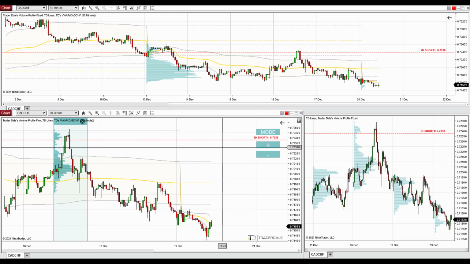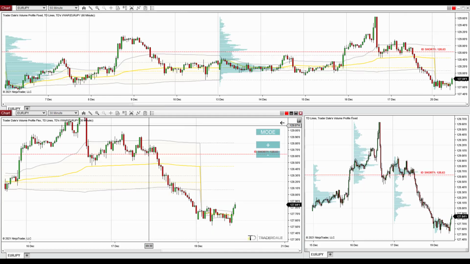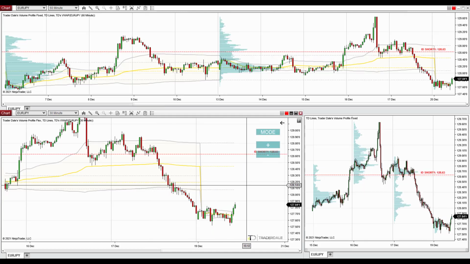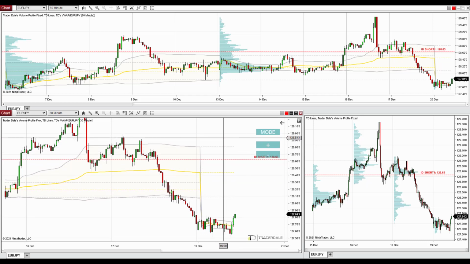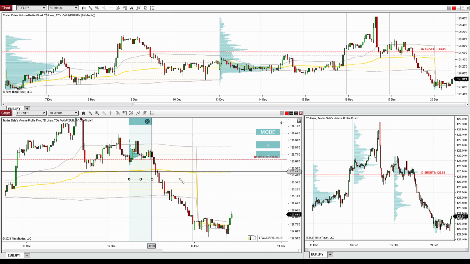And let's now go and have a look at the last chart. And the last one will be on Euro Japanese yen. So now all the three charts show the Euro Japanese yen. I'll be using this 30-minute chart with flexible volume profile to show you that trading idea.